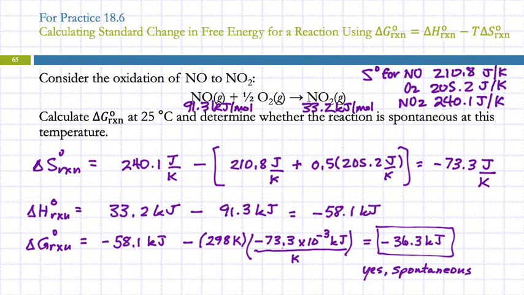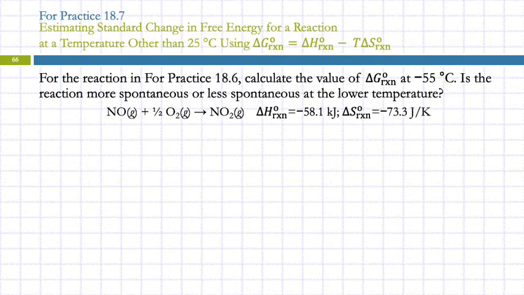There's no point in calculating all these things over again, right? So here we're supposed to calculate delta G at a temperature of negative 55 degrees Celsius. So we need to turn that into kelvins. So negative 55 plus 273, 218 Kelvin. Oh, yeah, look at that. I wrote it down. That's okay.